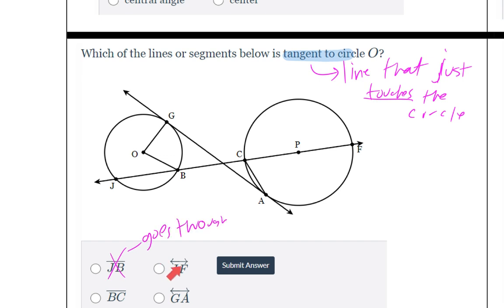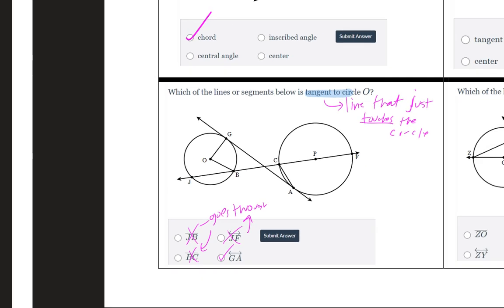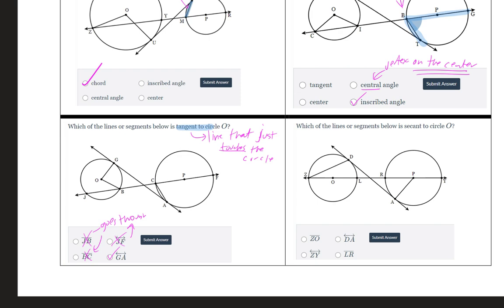All right, what about JF? JF goes through. It also goes through, right? So that's no good. What about GA? GA just touches, right? BC goes through. BC goes through as well, right? So BC goes through, and so our answer is GA, because that just touches, right? Let's go and highlight that. GA, right? That one just touches.